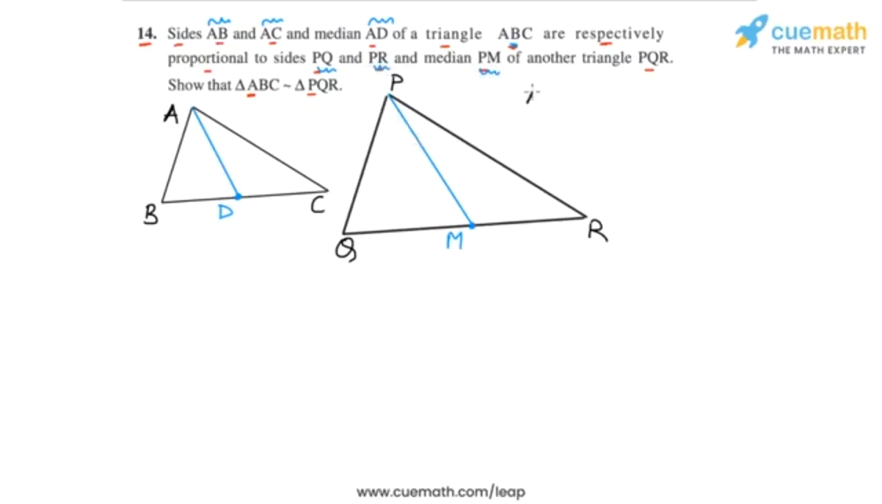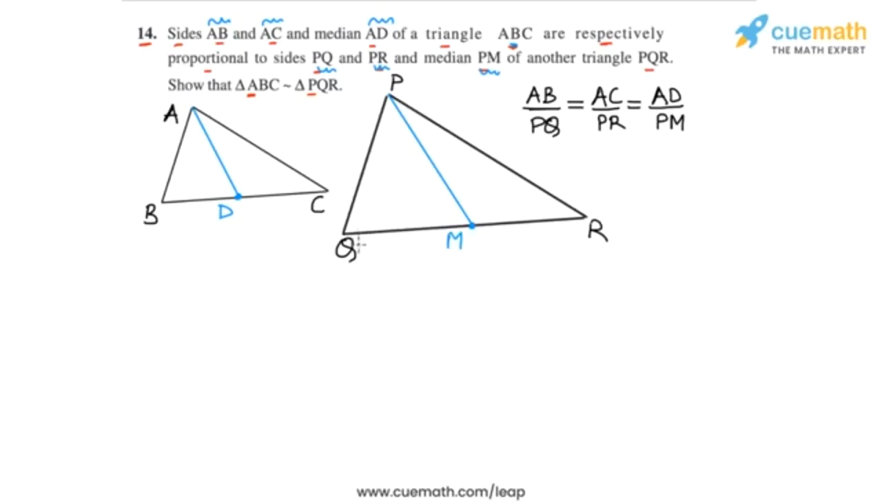So we are basically given that AB by the corresponding side PQ is equal to AC by the corresponding side PR, which is equal to the ratio of the medians, AD by the corresponding median PM. So this is what is given to us, and we have to show that triangle ABC must be similar to triangle PQR. Before I jump into the solution, let me explain the plan we will use to crack this problem.